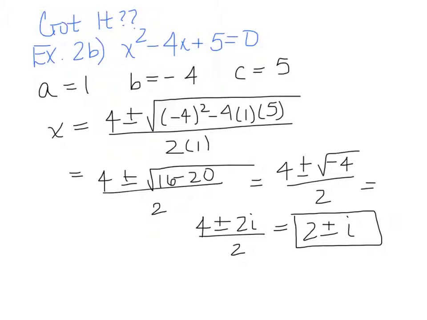Okay, so I identified A, B, and C. I plugged everything into my formula. And simplifying under the square root, I got the square root of negative 4, which is 2i. I divided each term by 2, and my answer was 2 plus or minus i. And that is it for 4.8 day 2.